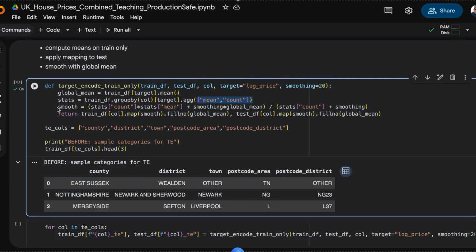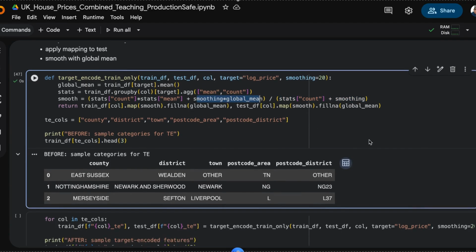Then, we create a mapping, category to smoothed average log price. If a category appears very few times, its average price may be unstable. For example, if a town appears only twice and both transactions were luxury homes, its mean price would appear artificially high. That would mislead the model. The solution: smoothing toward the global mean.